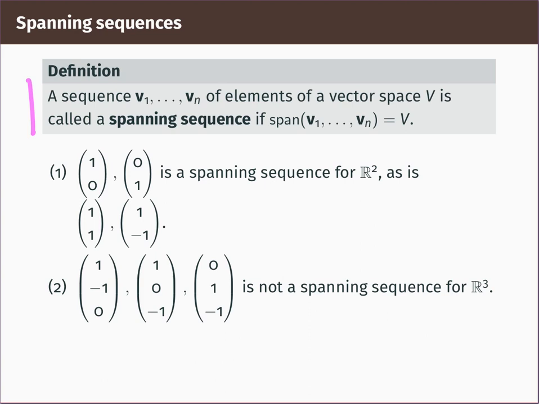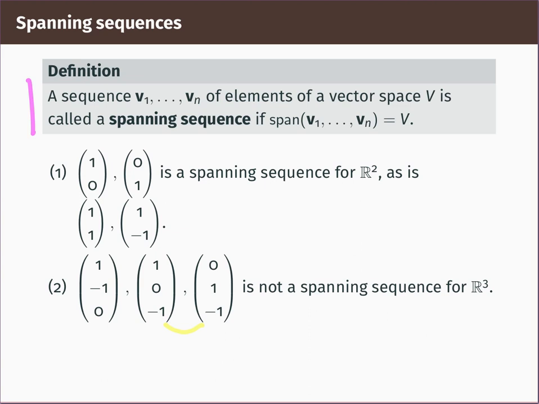On the other hand, on our previous slide, we proved that 1, minus 1, 0, 0, 1, minus 1, and 1, 0, minus 1 is not a spanning sequence for R cubed. Now, if you're looking really carefully, you'll notice that these are not in the same order that they were on the previous slide, but it doesn't make any difference. So if you reorder the elements in a sequence, you don't change what the span is, because linear combinations don't depend on the order of the things in that linear combination. Vector addition is always commutative and associative, so you can reorder as you like.